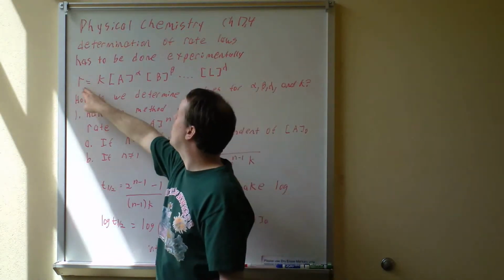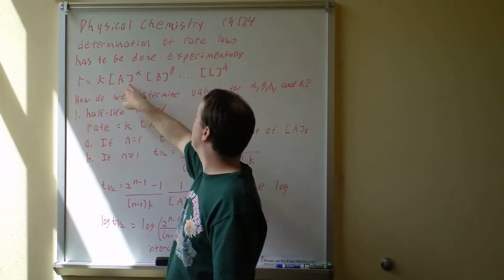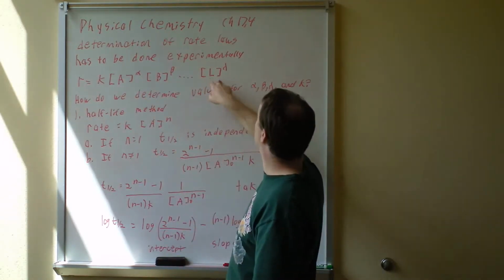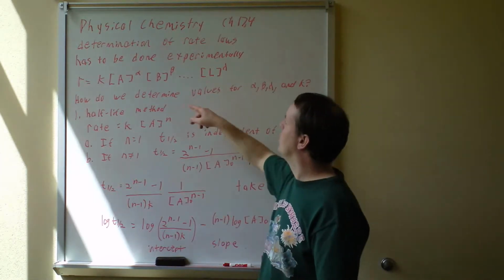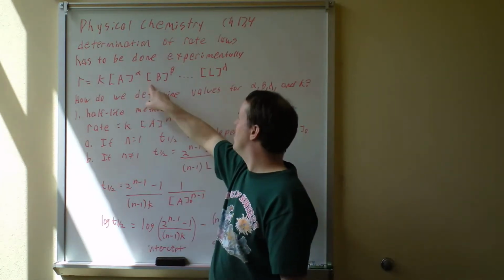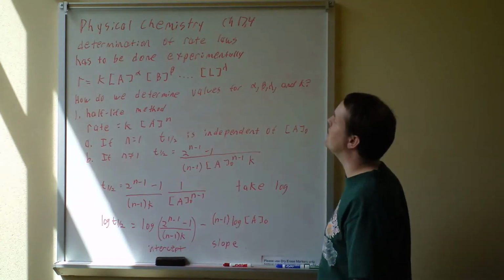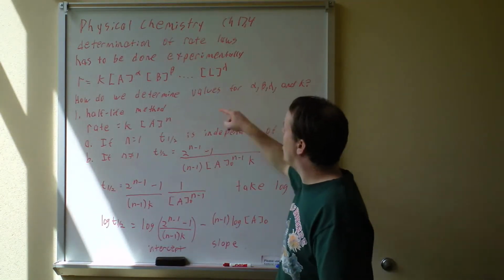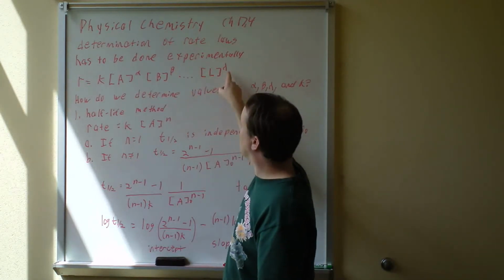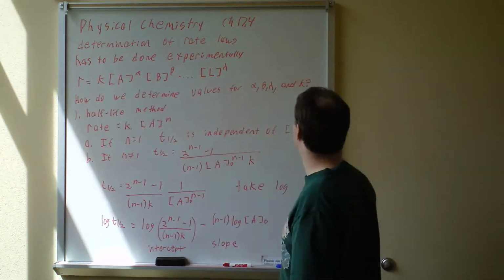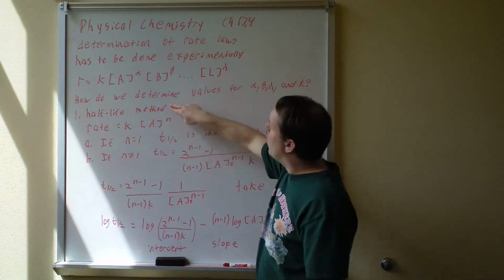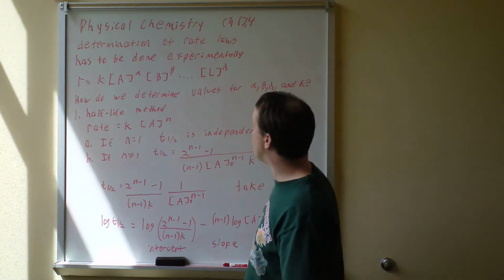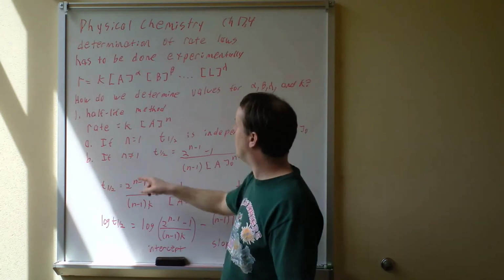Now, we have the generic form, R equals K times the concentration of A to the alpha times the concentration of B to the beta, etc., all the way to L to the lambda, whatever it might be. There could be different reactants in here, it could be a catalyst, whatever. This is definitely something that has to be done experimentally. Now, how do we find the values for alpha, beta, lambda, and, of course, most importantly, K, the rate constant? Well, one method is the half-life method. This one's easier to understand and easy to do the math, but it's not always useful, not always the best.